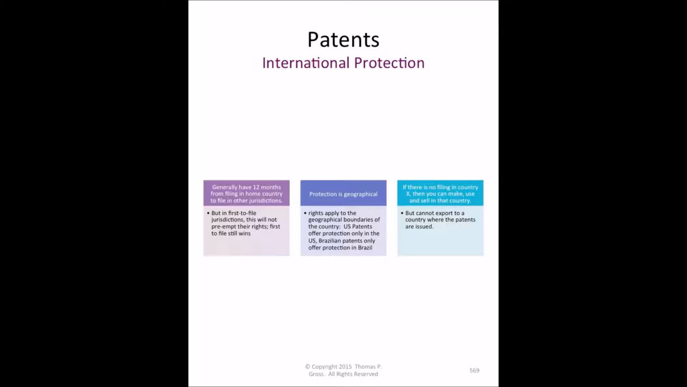Generally under the treaties, you have roughly 12 months from the date of filing in the United States or the other country to file in other countries participating in that treaty. So if you file in the United States on January 1st, 2016, then you should file in all the other countries you want protection in no later than 12 months after that date.